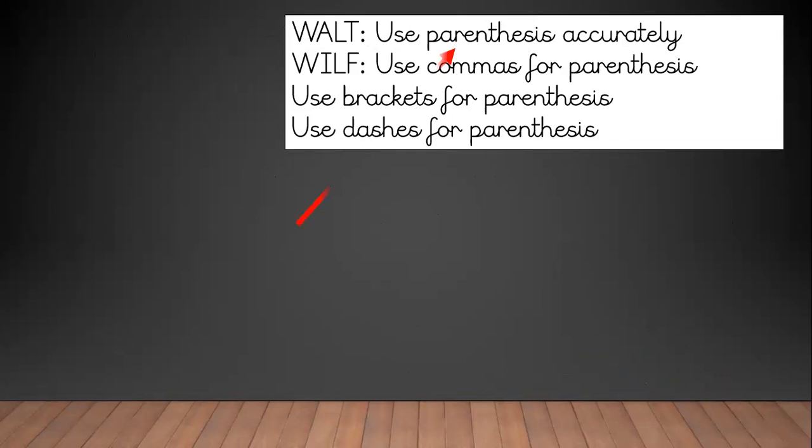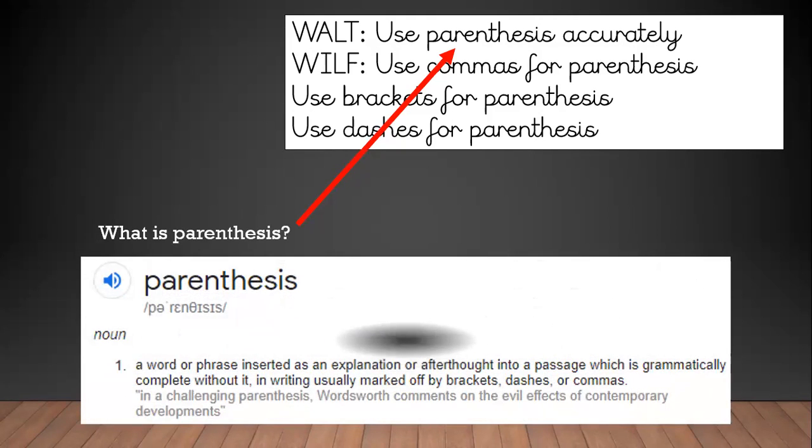However, just in case any of you aren't, let's have a look at the dictionary definition of parenthesis. So, parenthesis is a word or phrase that is inserted as an explanation or afterthought into a passage which is grammatically complete without it. In writing, this is usually marked by brackets, dashes, or commas.